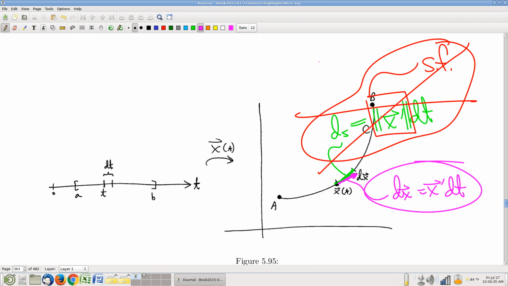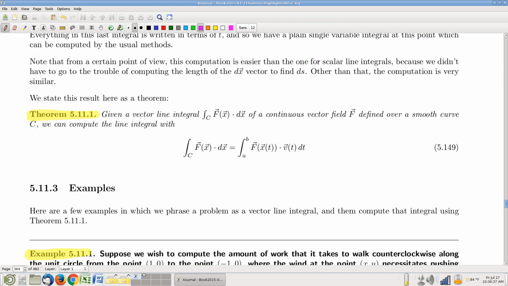Okay, so with that computation having been done, here's how we compute vector line integrals. How am I on time? 30. Okay, I'm good.